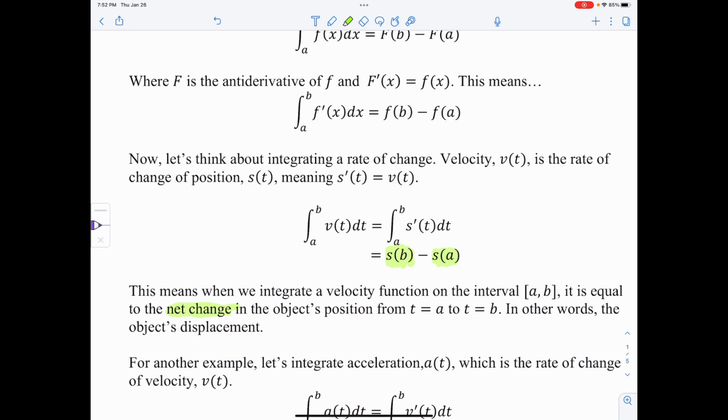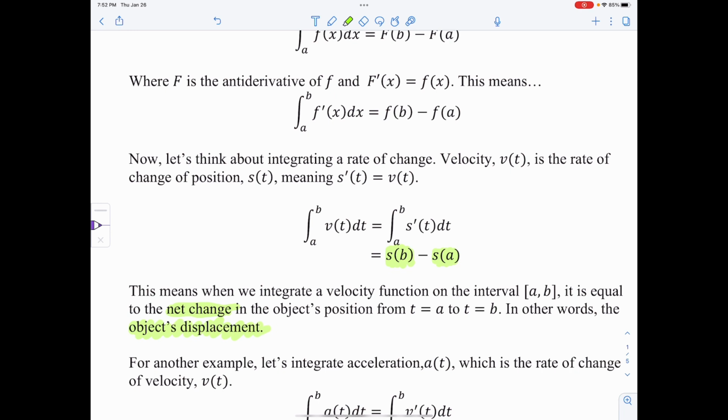We've talked about net area when we first started talking about integrating definite integrals, especially whenever a function was positive and negative on an interval that we were integrating. We had to take into account that negative area. So when we integrate the velocity function on an interval, that ends up calculating an object's net change in position, also known as the object's displacement.